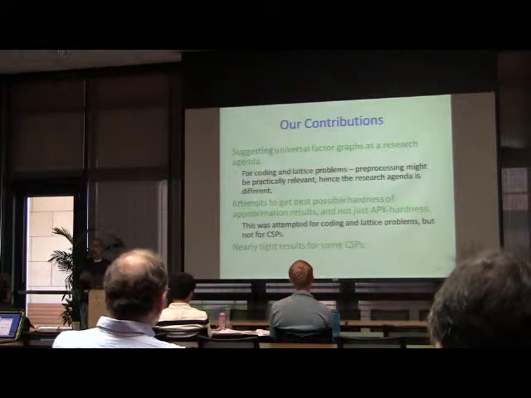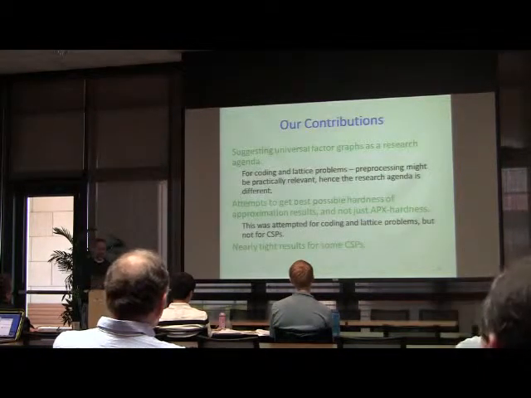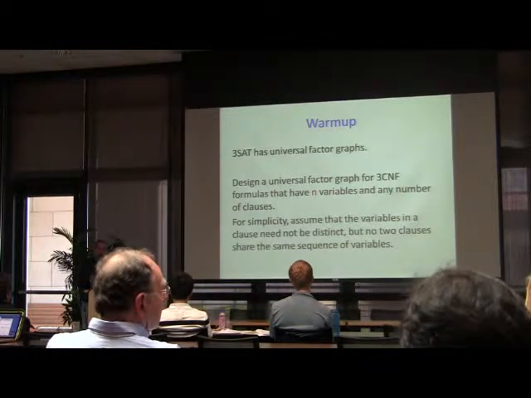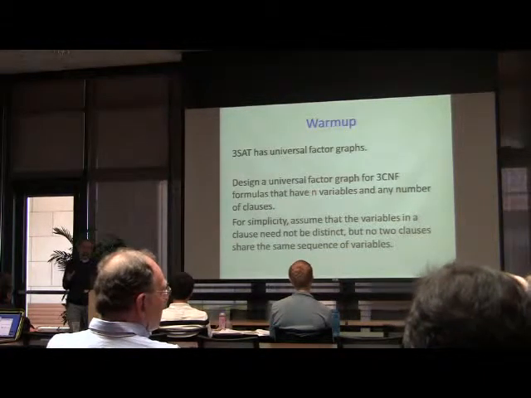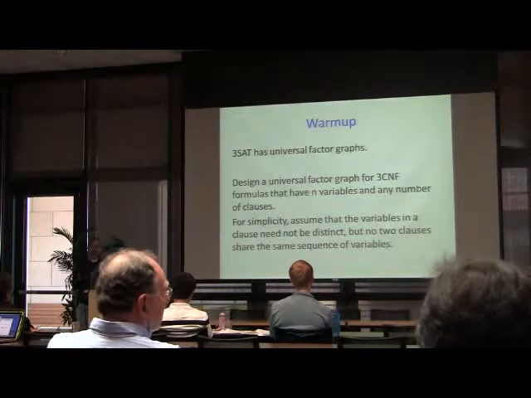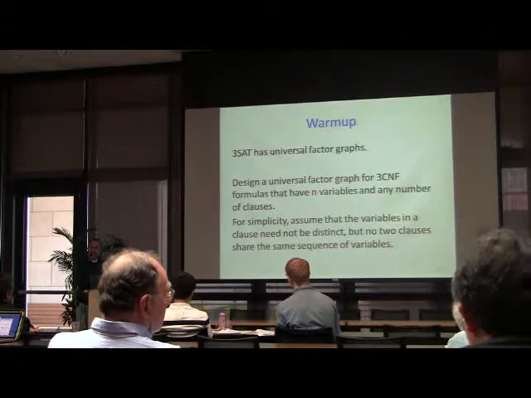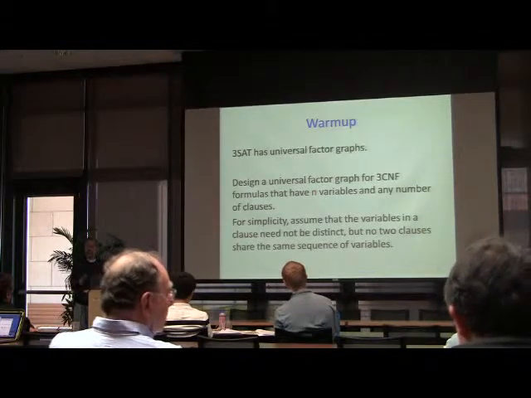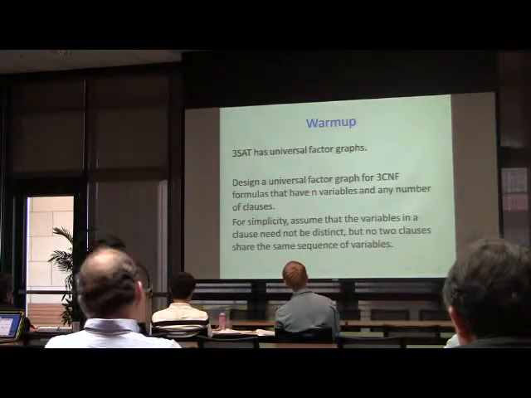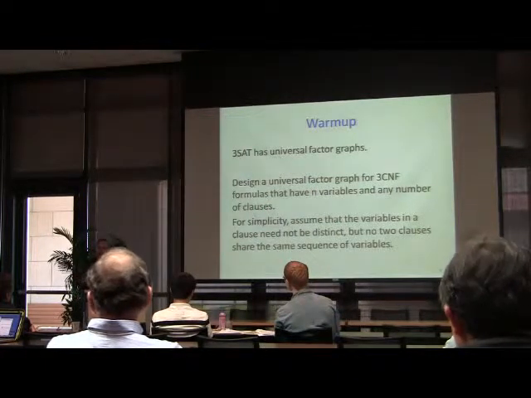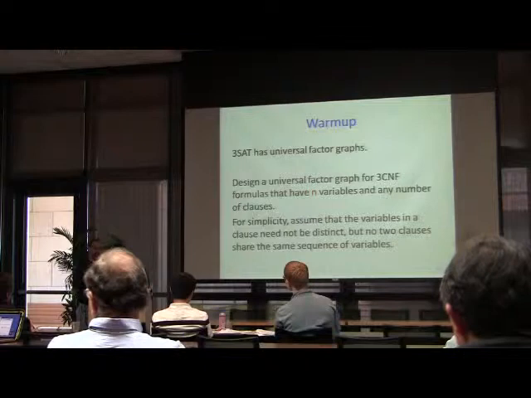Okay, so now I'll describe some of the results that we have. As a warm-up, let's just show that 3SAT has universal factor graphs, in the sense that if you can solve instances of 3SAT on these particular graphs, you can solve them on every factor graph. So what is needed? We need to design a universal factor graph for 3CNF formulas that have n variables and any number of clauses.